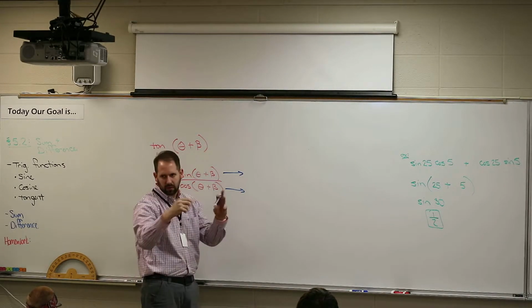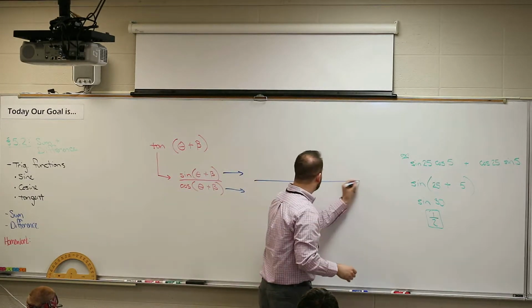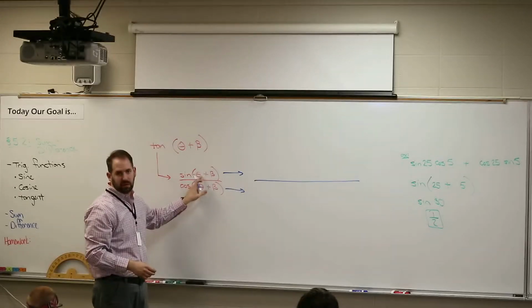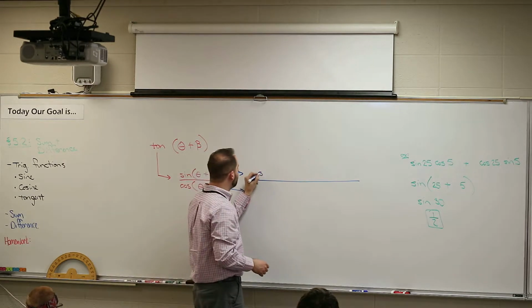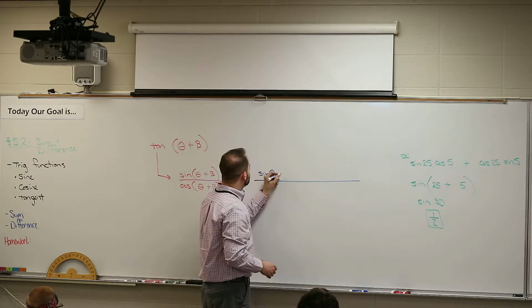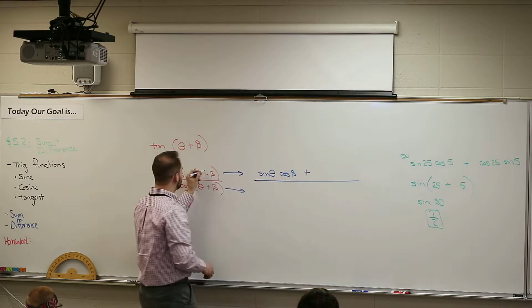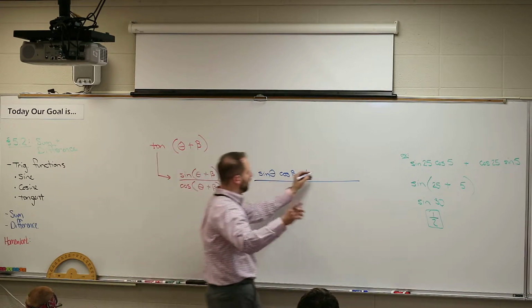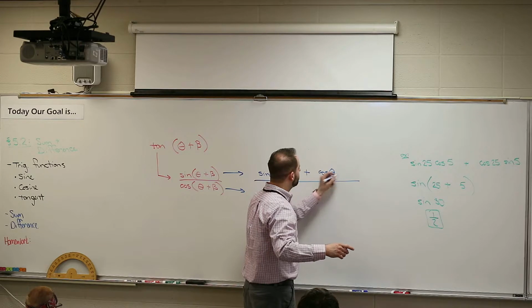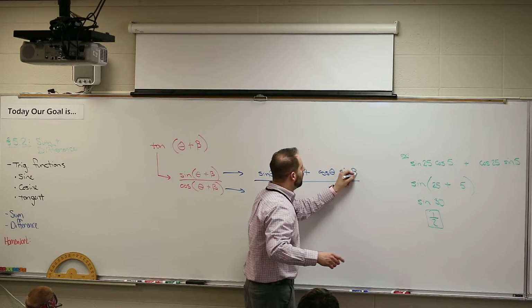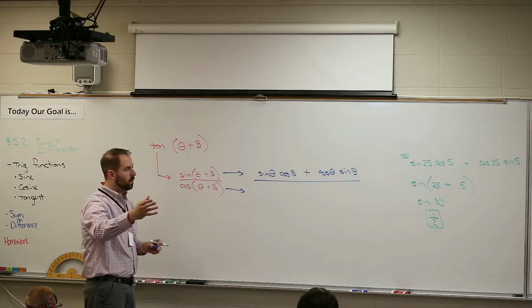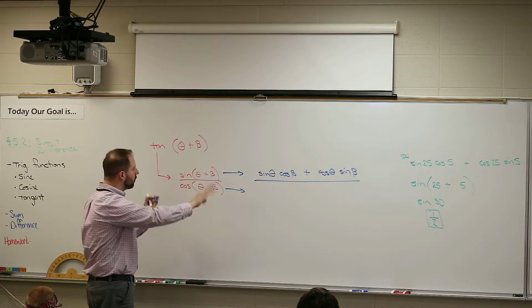So I'm going to do that. Again, just keep watching. The sum formula is the one we just learned, the sum formula for sine. So the sine of the first, cosine of the second, plus, because the sine has to stay the same, cosine of the first, sine of the second. All right, we good with the top? Okay, so that's the addition formula for sine.